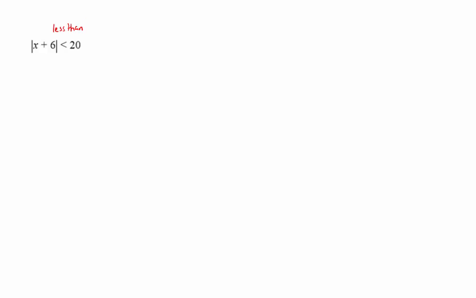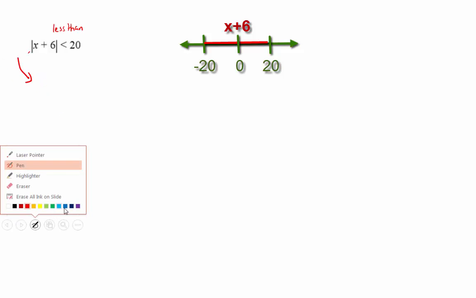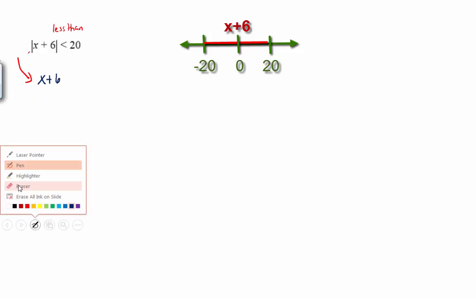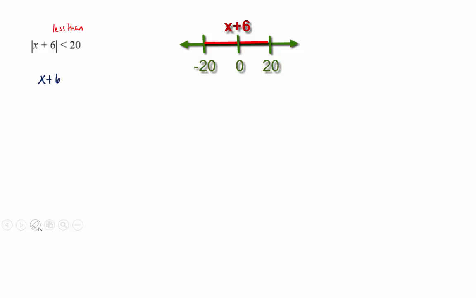That means that x plus 6 is closer to 0 than 20 units. The distance away from 0 is less than 20 units. It's squeezed between negative 20 and 20. Does that make sense? So the way that I would rewrite it is, instead of x plus 6 is less than 20, you're going to write it without the absolute value. X plus 6 is squeezed between negative 20 and 20.